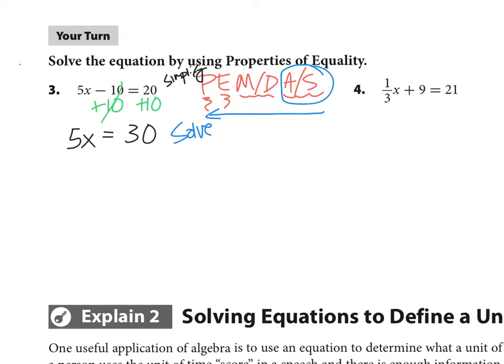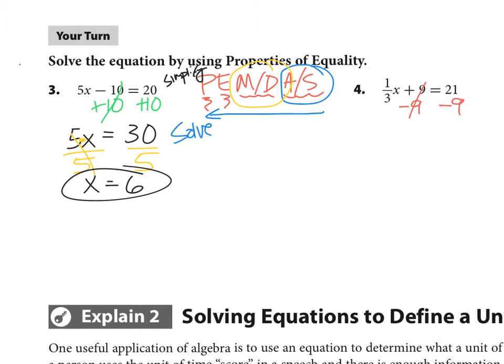Now, the next step is to do all multiplication and division. So this is multiplication. How do I get rid of it? I do the opposite. Whenever I'm solving, everything is always about opposite. So I divide both sides by 5. When I do that, those 5s cancel, and I get 6. Okay, what about the next one? So again, reverse order. We subtract 9.